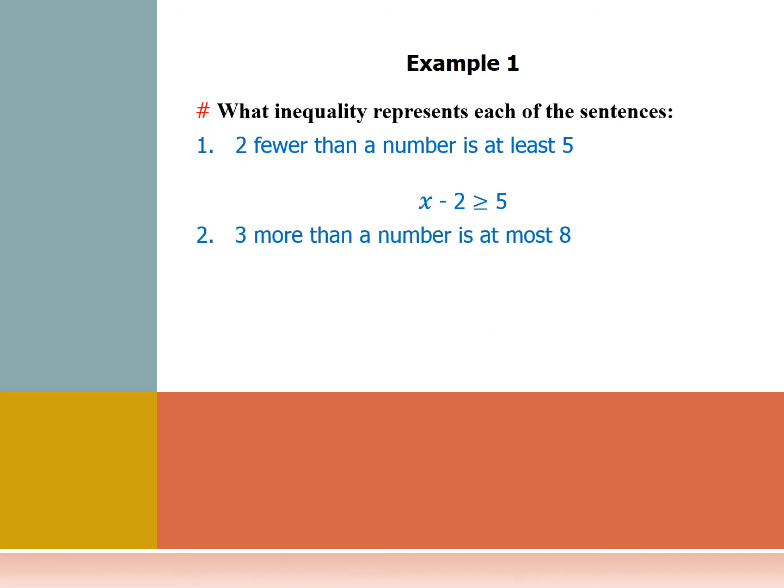3 more than a number is at most 8. Okay, so at most 8 means that the number 8 is the most number or the greatest number. Then 3 more than a number is x plus 3, and it is less than or equal to 8, because 8 should be the greatest number here.